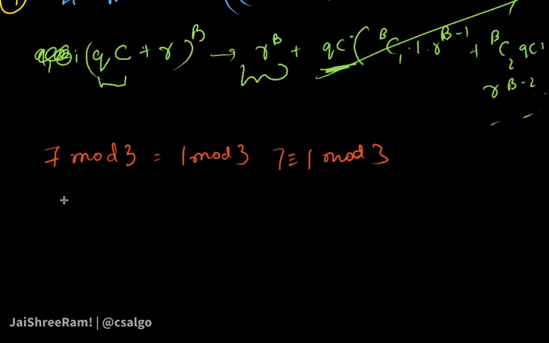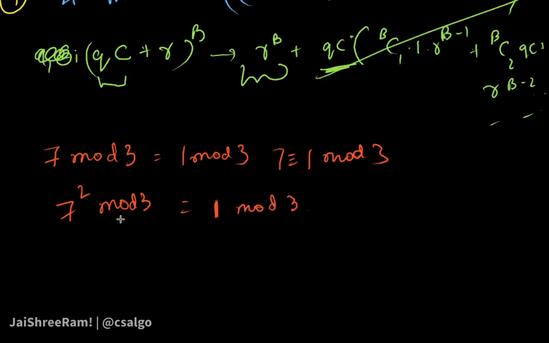Let's say you need to find 7 squared mod 3. You can see that 7 squared mod 3 is 49 mod 3, and 49 is not divisible by 3, so you need to go up to 48, and this will be 1 mod 3, right? Because 48 is divisible by 3 and 49 is 1 plus that.